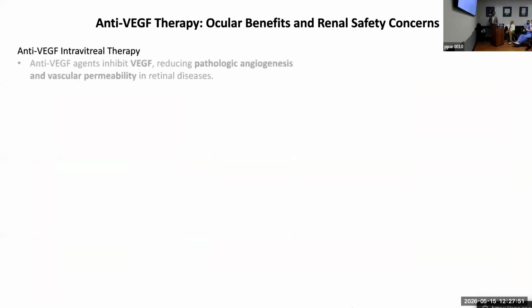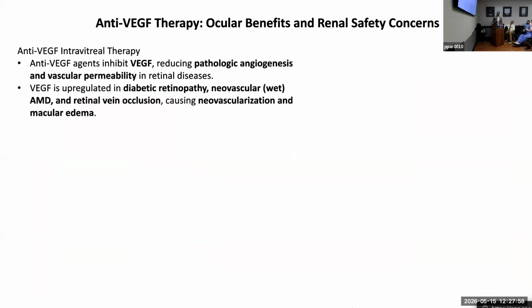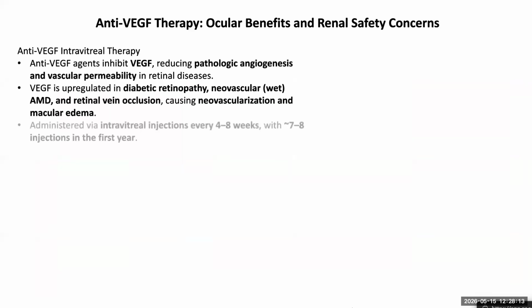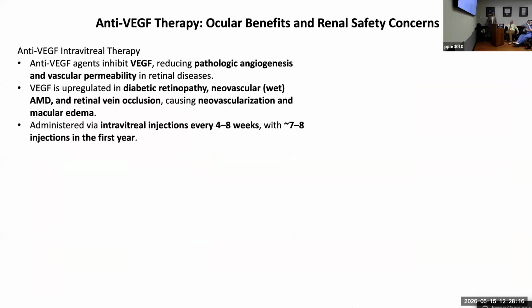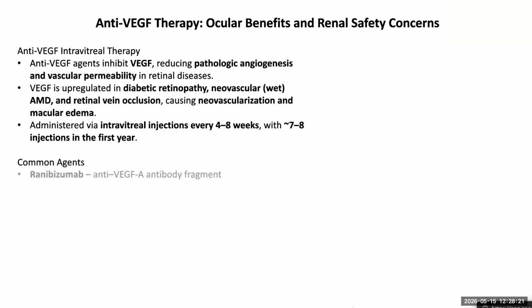So now coming to anti-VEGF therapy, ocular benefits and renal safety concerns. Anti-VEGF inhibits VEGF, reducing the pathologic angiogenesis and vascular permeability. Basically, that is upregulated in diabetic retinopathy, wet AMD, as we discussed, and retinal vein occlusion, causing neovascularization and macular edema. So anywhere where you see macular edema with any etiology, the answer is anti-VEGF. It's administered intravitreally every 4 to 8 weeks, so every month usually, with 7 to 8 injections in the first year.